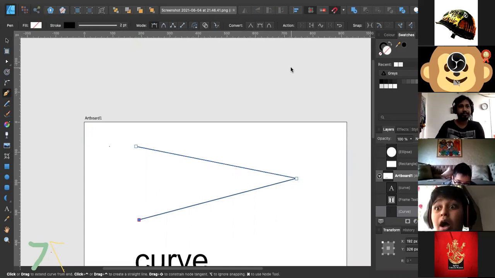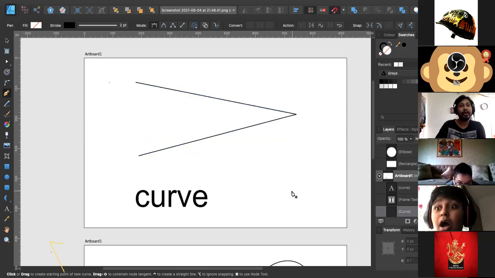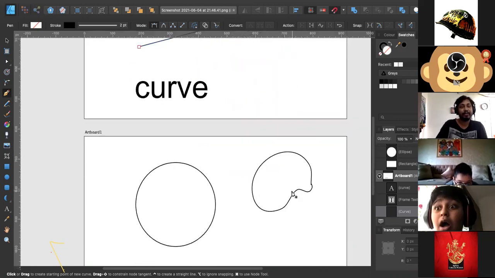What about this one? It's a simple open curve. No, it's an open curve. Sir, I don't see any curve. Yeah, you don't see any curve. That's also very interesting. So why do we call this a curve? Or why do we call a curve a curve?